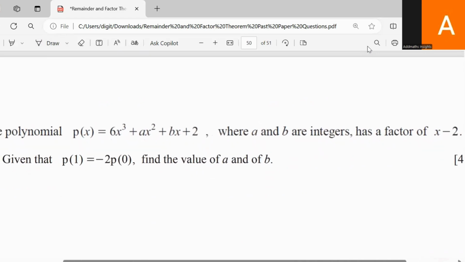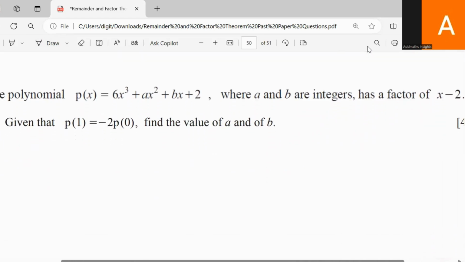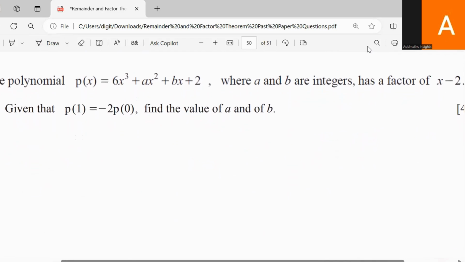Next question, it is given that the polynomial p of x is equals to 6x cubed plus ax squared plus bx plus 2, where a and b are integers, means not in decimals, not in fractions, whole numbers, has a factor of x minus 2. Given that p of 1 is equals to minus 2 times p of 0, find the value of a and of b. Now you are given three things here.